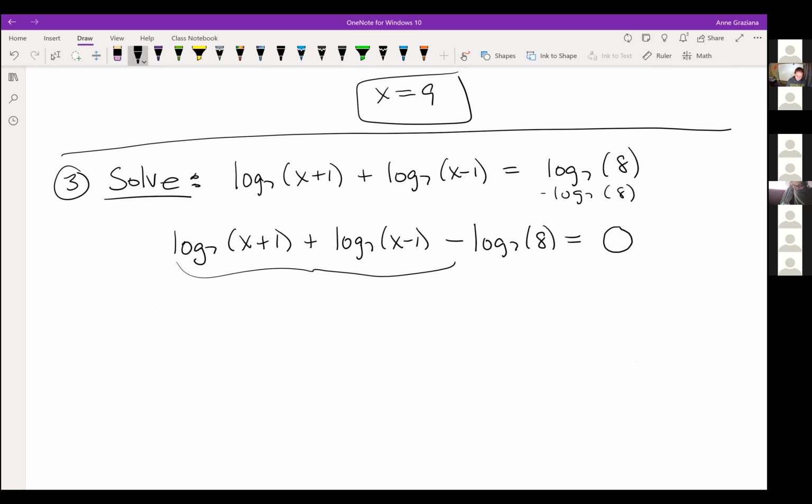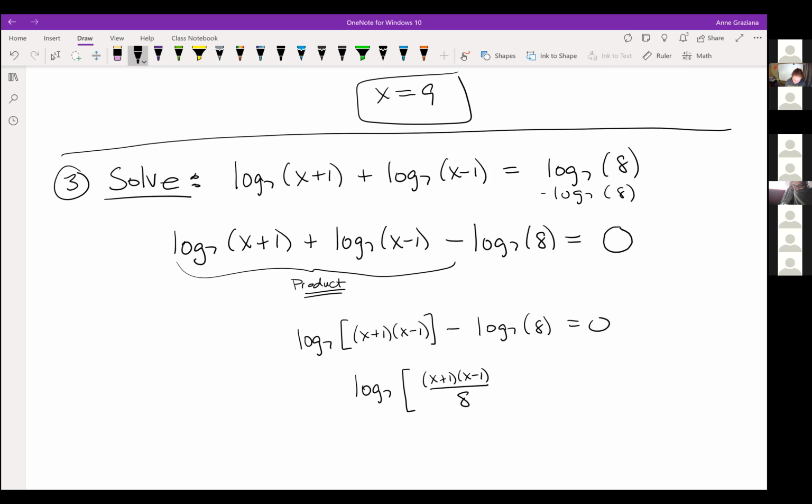These are the product rule. So I have log base 7, and this is x plus 1 times x minus 1. And then now that I have subtraction, we can make that a quotient, right? So this is log base 7, x plus 1 times x minus 1 all over 8. Is everybody okay with that? Any questions so far?